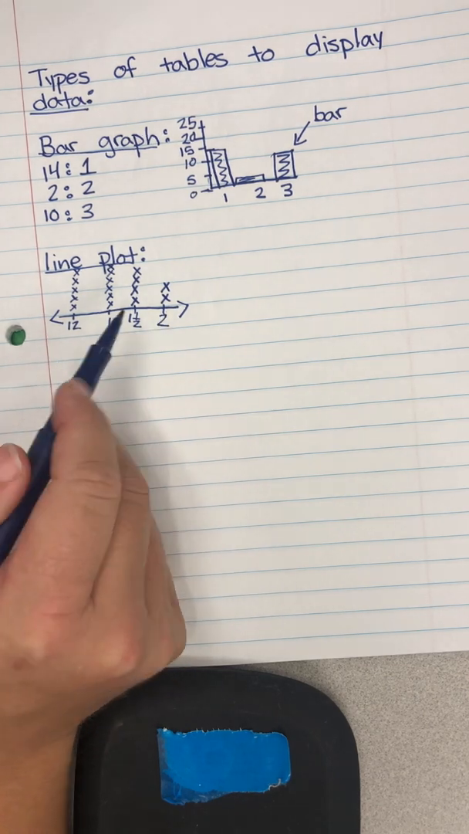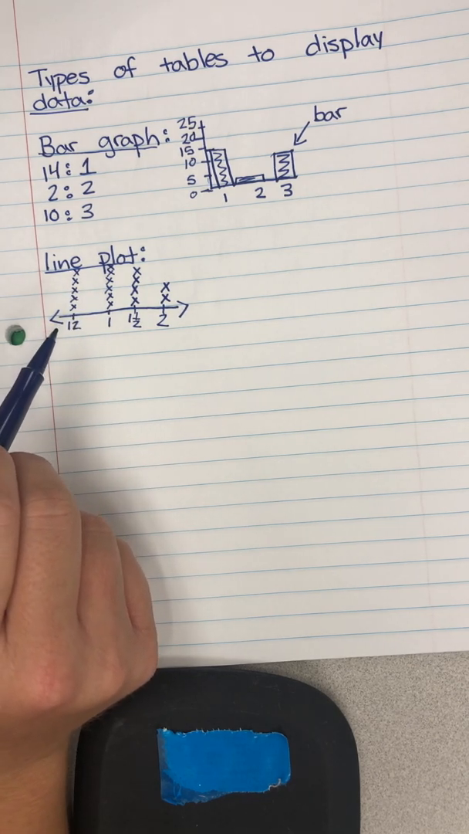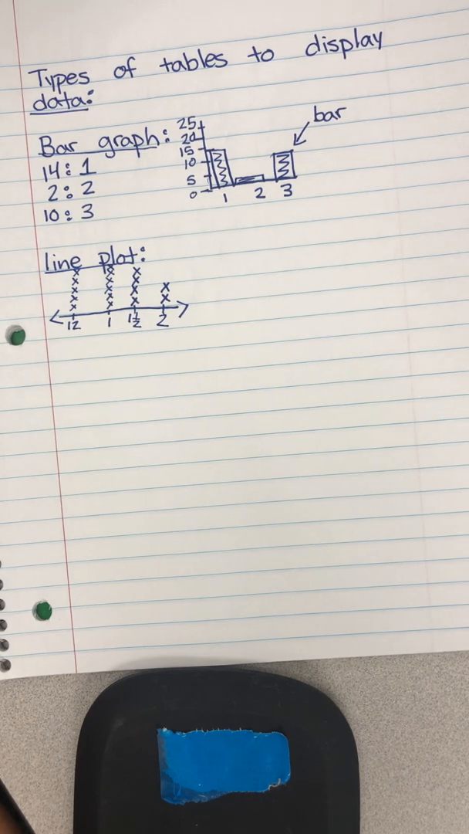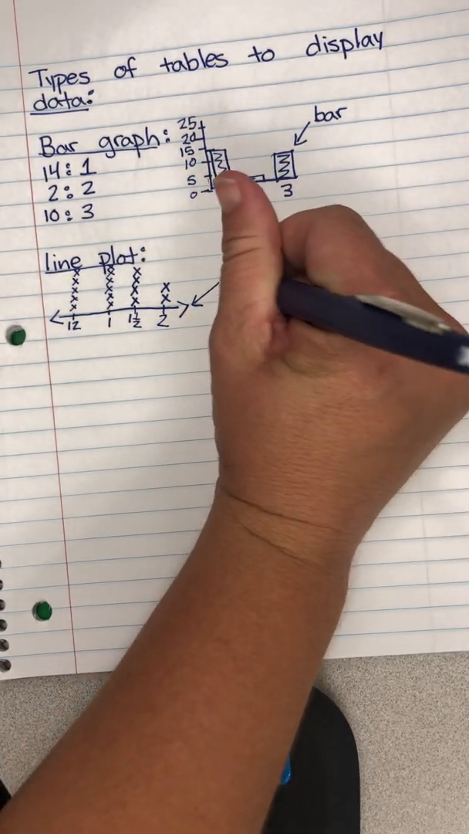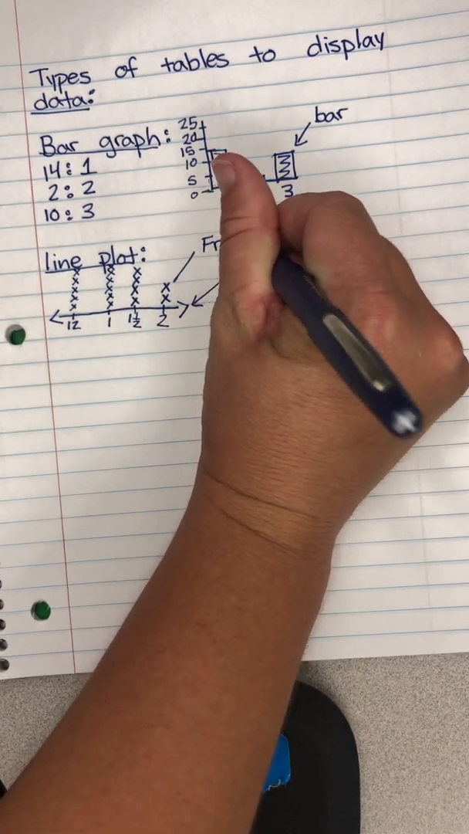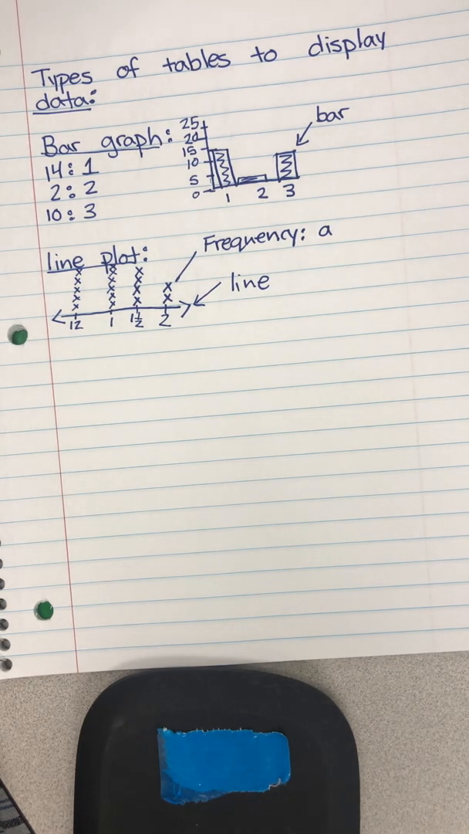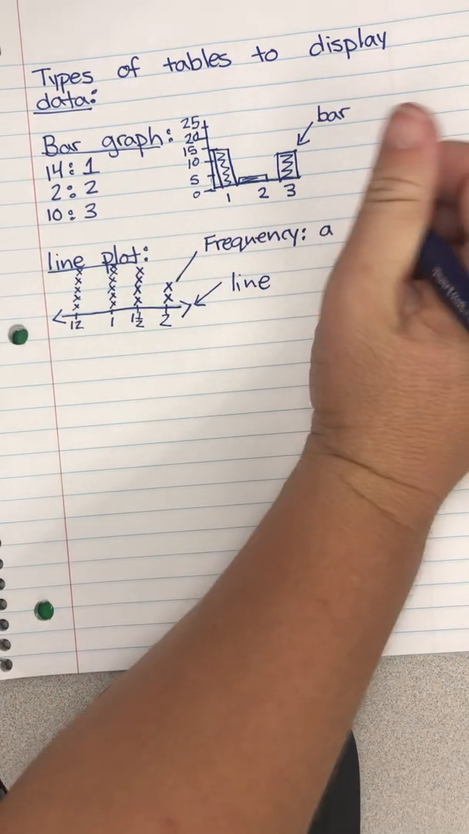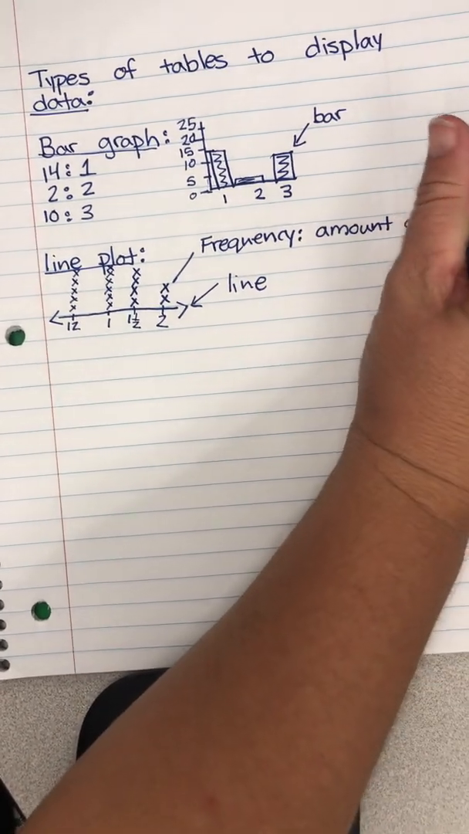It uses a line to show the frequency of something, so the amount. Frequency is the amount of something. But it uses a line to show that, a number line. Line. Frequency. The amount of something.